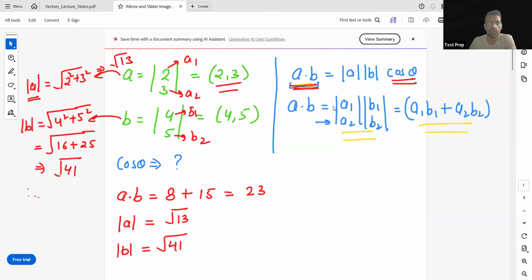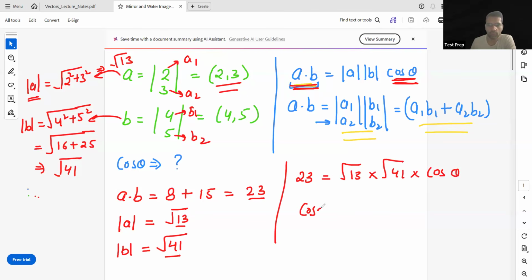Now we have all the values. A dot B is 23, magnitude of A is root 13, magnitude of B is root 41, and we can easily find cos theta. So 23 is equal to under root 13 into under root 41 into cos theta. So cos theta is equal to 23 upon under root 13 into under root 41. This is your answer.